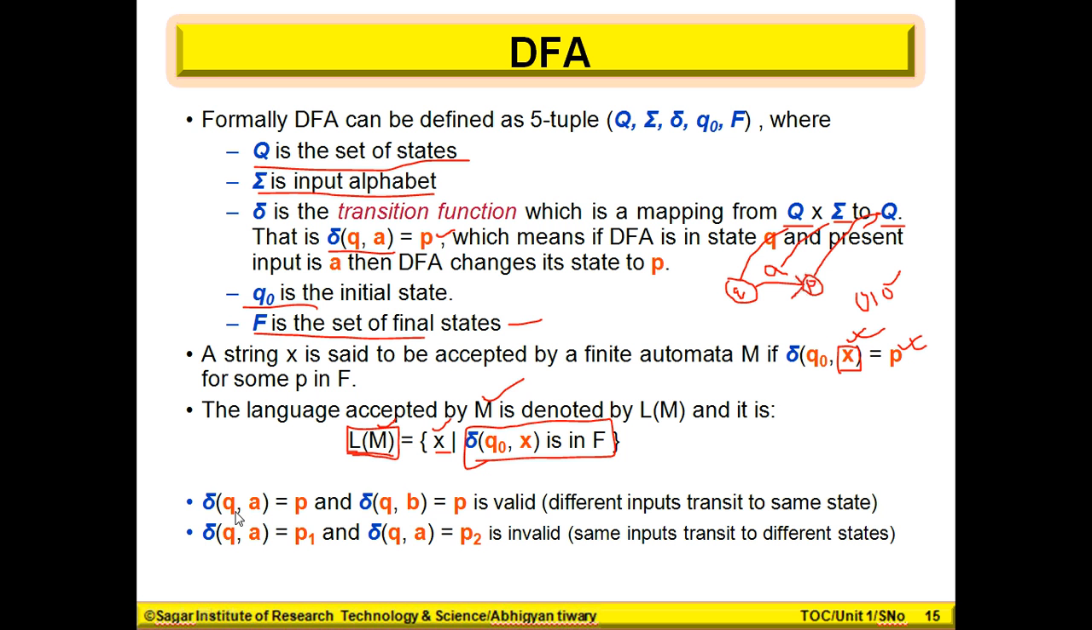So let's see this one. δ(Q, A) equals P and δ(Q, B) equals P. This is valid. Let me draw this logically. We have Q, and after reading A, we transit to P. This is possible. From Q, by taking another input, that is B, we can move to P itself. Again, this is not required, so the state is the same.